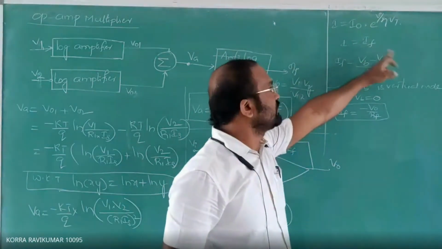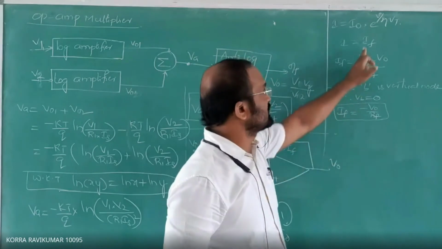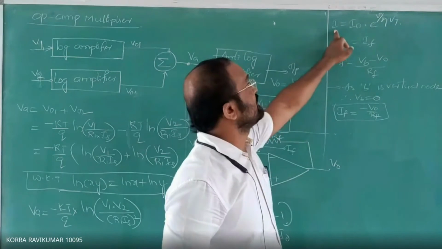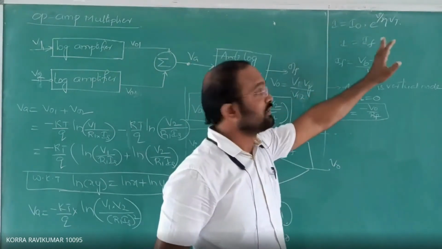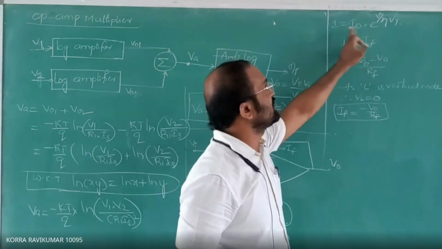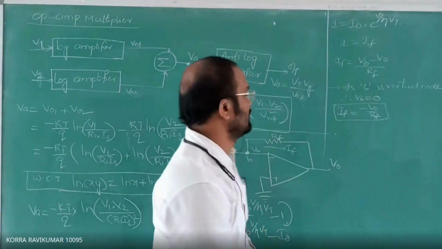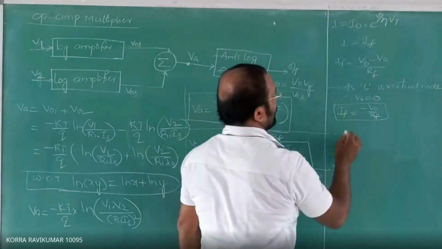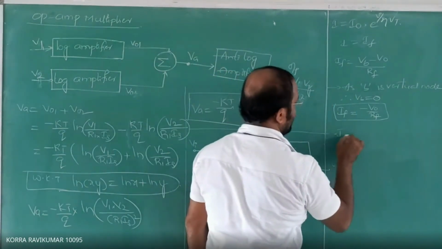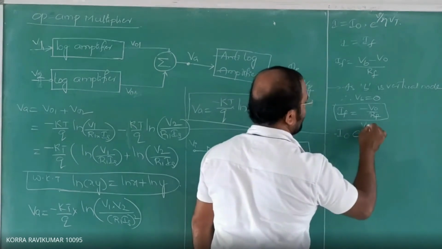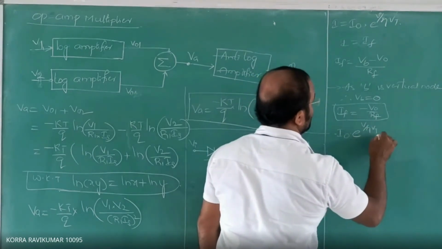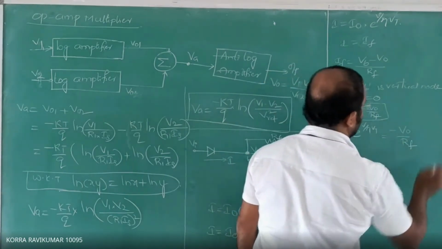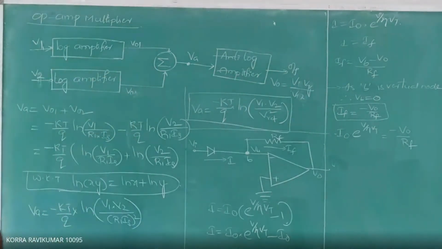Current entering into the node is equal to current leaving the node. So IF is already calculated, we calculated it here just now. And the I value is previously calculated. See, I equals I naught into something. We know the value of I and IF. Equate these two values. Then the expression becomes I equals I naught into e power v by eta Vt, which equals minus V naught by RF.